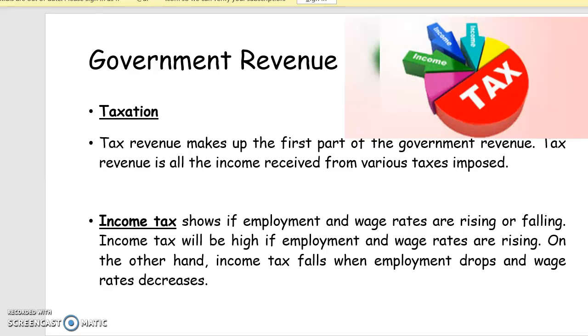So what is taxation? Well, taxation revenue makes up the first part of government revenue. Tax is the amount of money that the government collects through people working, to keep the government ticking over. All this income is received from various taxes imposed. So income tax, pay as you earn. As you earn money, you have to, by law, pay taxes. So if employment or wage rates are rising, the more people that are working, the more taxes that the government receives.